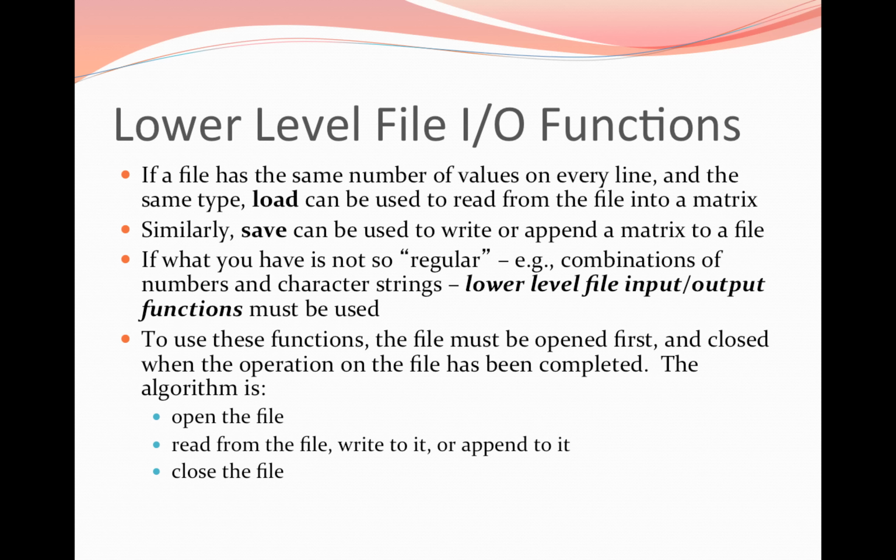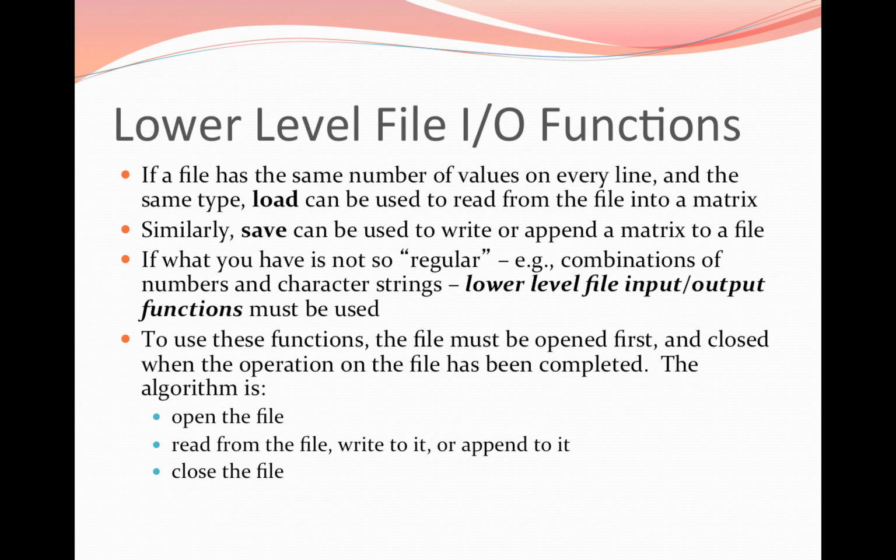If a file has the same number of values on every line and they're all the same type, then we can use load to read from the file into a matrix. Similarly, if we have a matrix, we can use save to write to or append the matrix to a file. If what you have isn't so regular, for example, if you have different types of things on the lines in the file, or you have different numbers of values in the different lines in the file, then you can't use load. And if you want to do something like writing sentence formats to a file, then you can't use save. So in those cases, we have to use lower level file input and output functions.